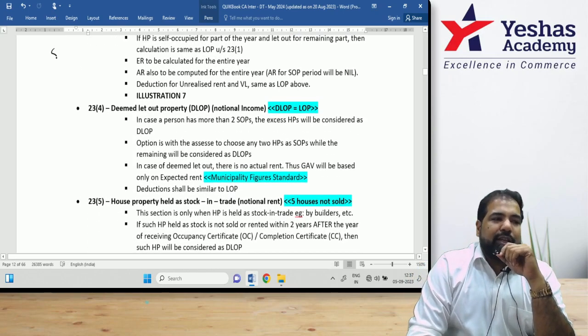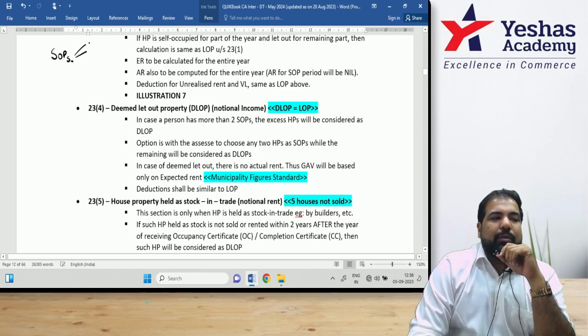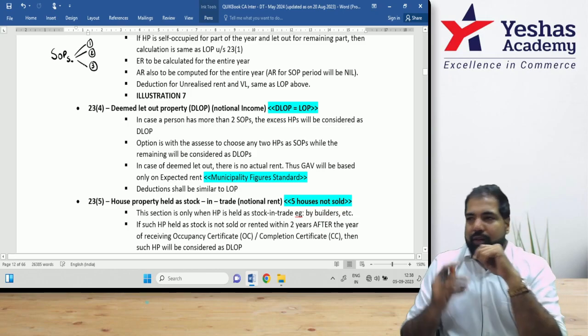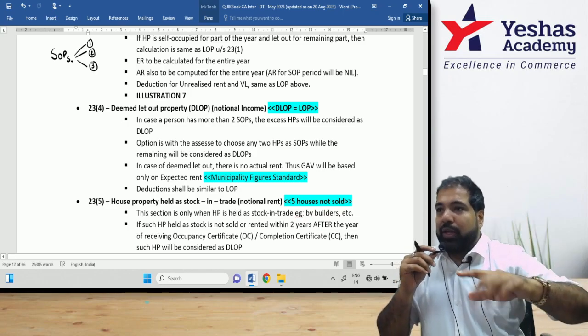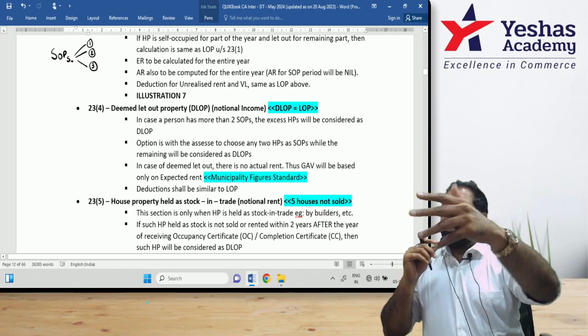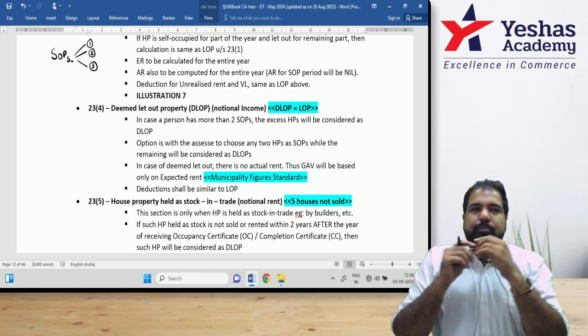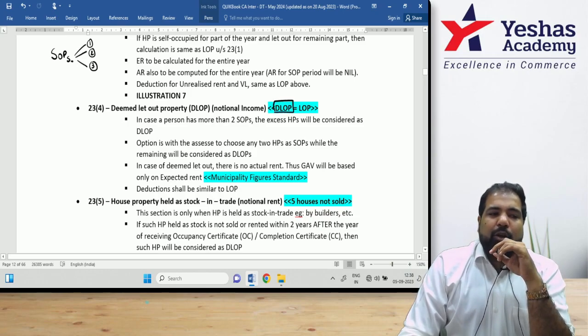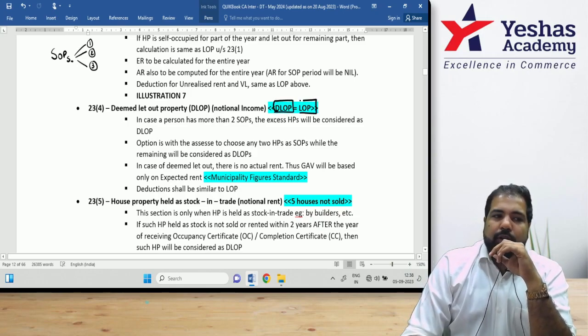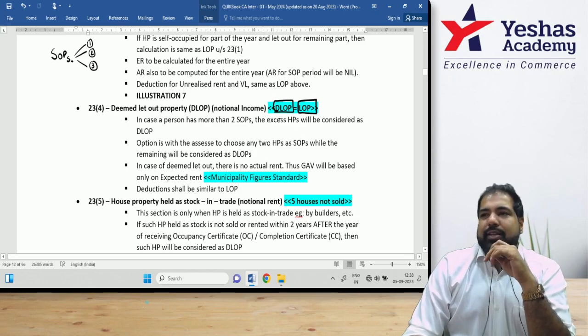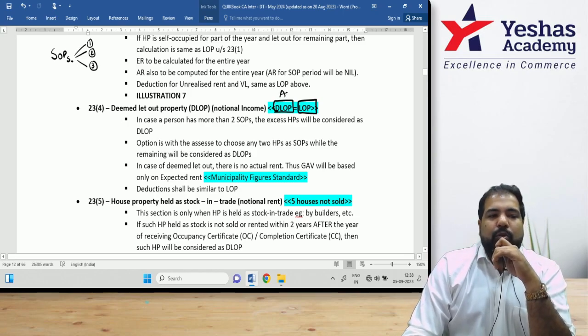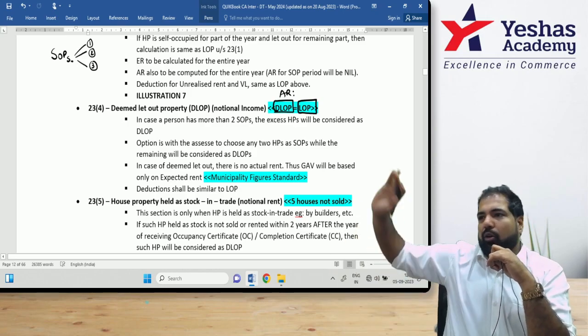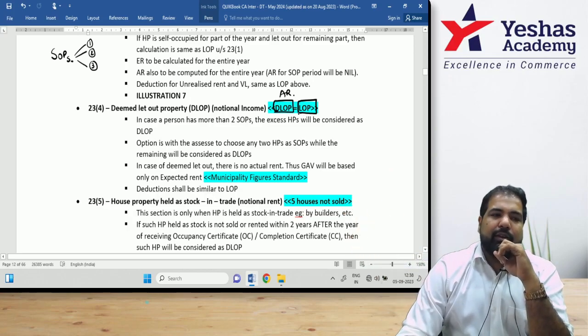Now, guys, if you are a very rich person and you have multiple SOPs, any two can be taken as SOP. And from the third onwards, whichever you don't take as SOP, and you're not renting it out either, it will be called what, guys? If you're renting it out, LOP. But if you're not renting it out, it is Deemed LOP, with the same calculation. Only thing, is it rented out? No. So there will be no AR. ER will be there. All the calculation will be the same as LOP.